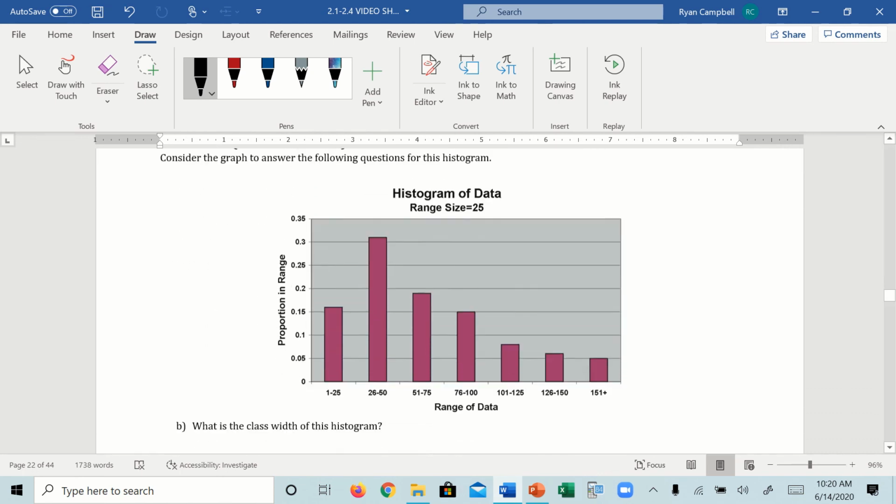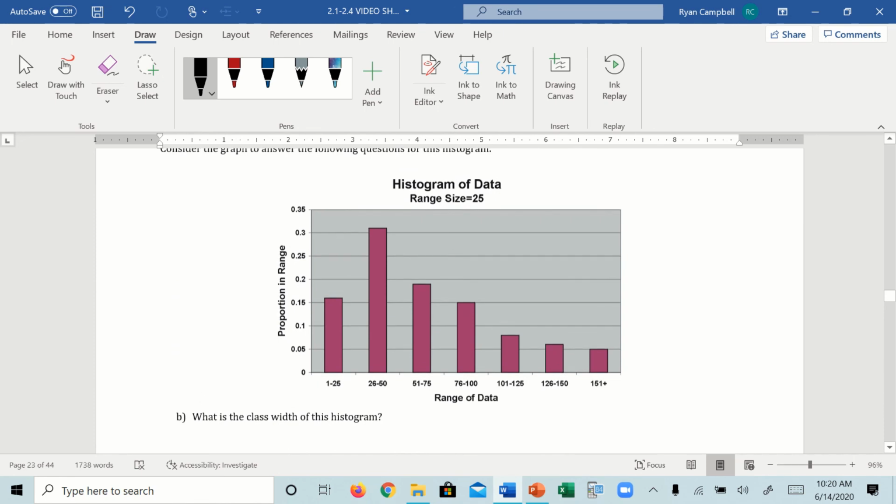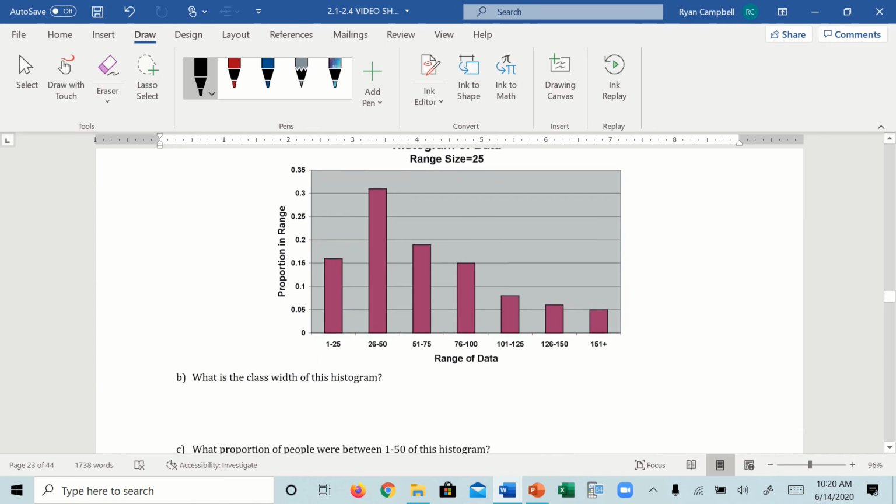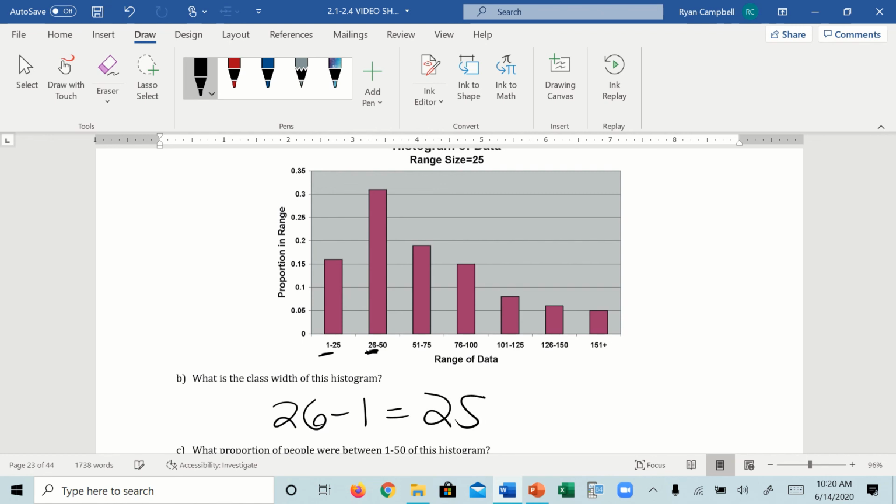All right, for this histogram, what's the class width? So hopefully you remember that's going to be between 2 different bar graphs, right? So that's going to be 26 minus 1, which is 25.